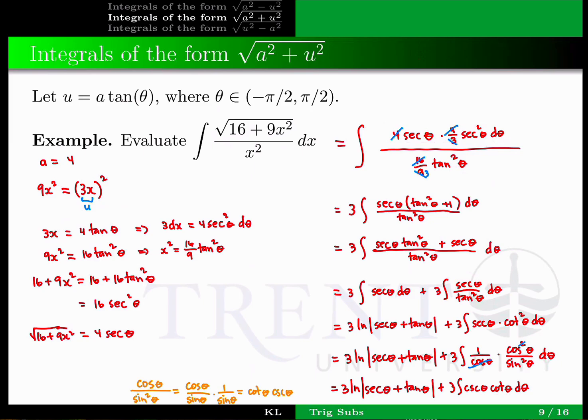So we will have 3 ln absolute value of secant theta plus tangent theta. Now let me write it on the other page.